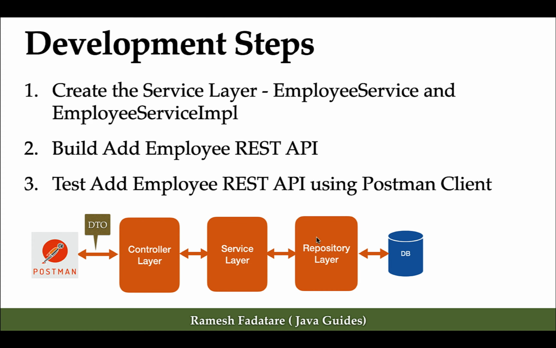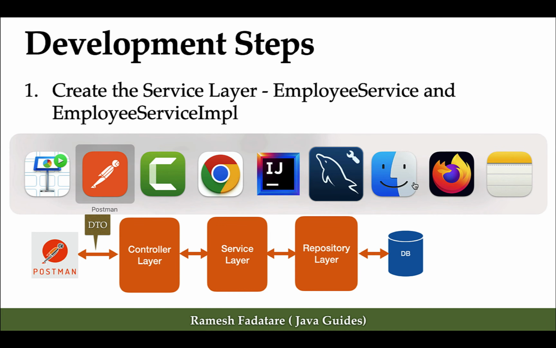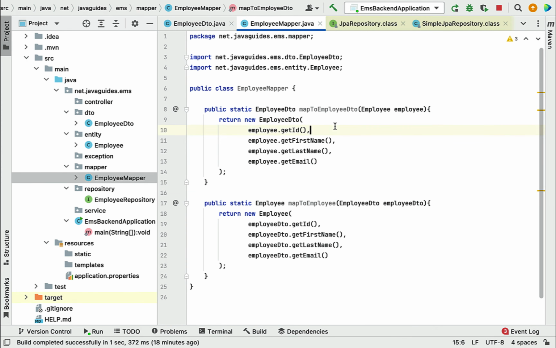Well, we have already created the repository layer, so we don't have to write any methods in the repository layer as of now. So let us first create the service layer and then we'll build the REST API in the controller layer. Okay, so to create the service layer, we'll create an EmployeeService interface and then we create an EmployeeServiceImpl class that implements the EmployeeService interface. Next we'll build the add employee REST API in the controller layer, and next we'll test this add employee REST API using the Postman client. Okay, so let us go to our project in Data JPA.